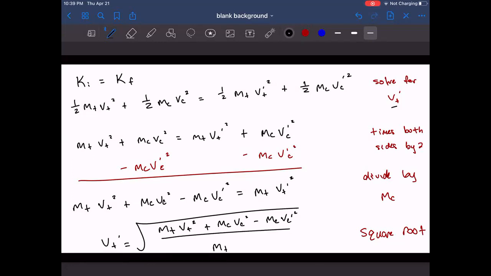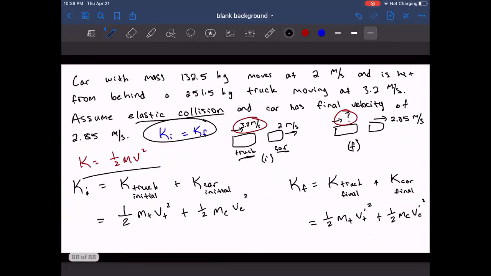But just like all of it, it doesn't matter. Plug in numbers. I don't care how complicated it is, as long as you're keeping track of your variables and you know what they mean, then it doesn't matter. MT, what is that? Mass of the truck. Let me go back, I think I did some weird ones. Okay.